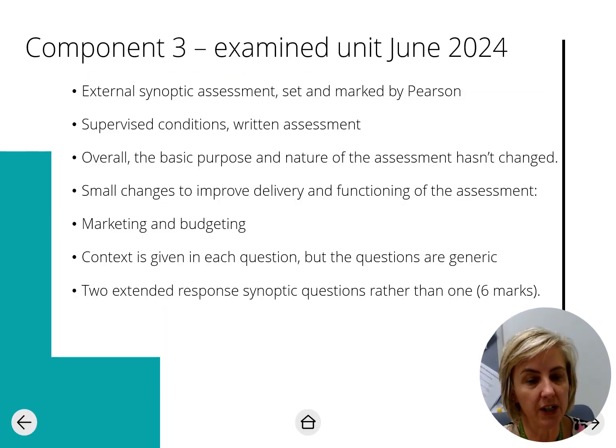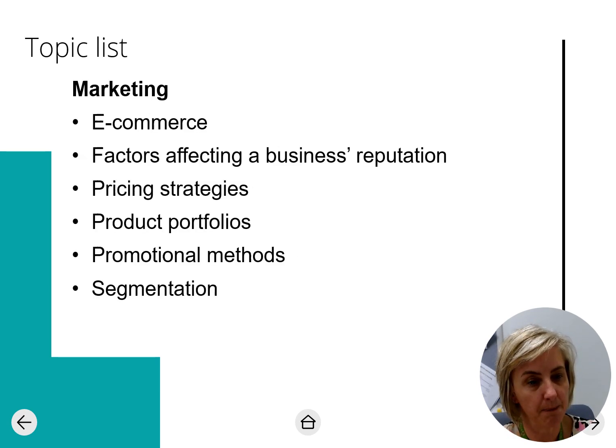So the component 3, as I say, will come at the end of the course and covers some of the elements that I have added on here. It's what we call a synoptic assessment, so it comes at the very end of the course and is an exam board marked piece of work. It's going to be around marketing and budgeting, and each question is related to a scenario that the students need to read at the beginning of the exam paper, and they will have 2 extended response questions, which I'll give you an example of at the end, worth 6 marks.